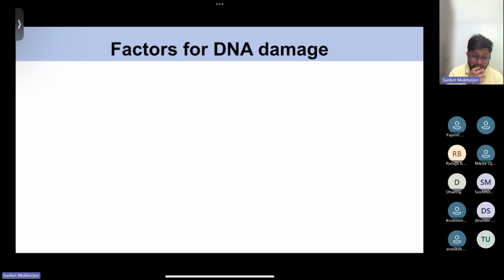Then what are the factors for DNA damage? We can broadly categorize them as endogenous factors or exogenous factors. Endogenous factors are present within the cell, and there are some errors which happen through the machinery already within the cell, and they cause DNA damage. Exogenous factors are outside the cell and they cause DNA damage. So let's look at these factors, and we will talk about all of these in detail.